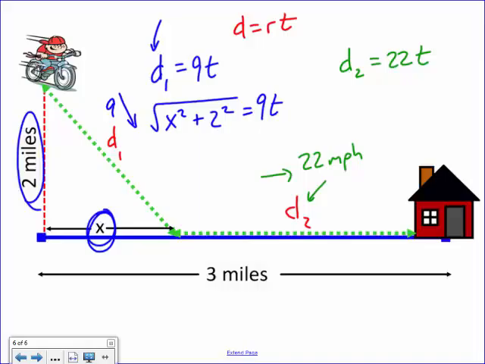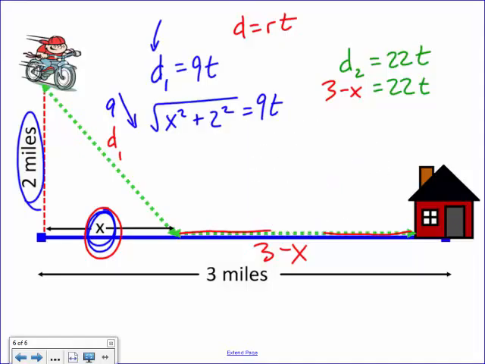And then I can do the same thing over here. Except I know that he's traveling what? Well, if he's already gone x amount of miles horizontally, all he has left is this piece right here, which is what? 3 minus x. So that's what I want to use for his distance. So he's really 3 minus x, and that is equaling 22t. So that's where it gets a little bit confusing.